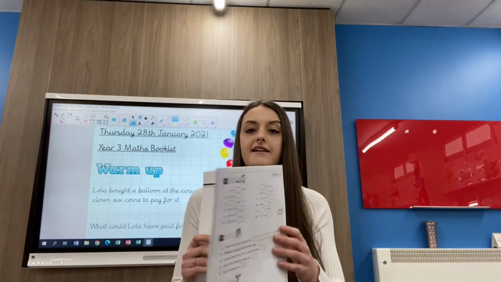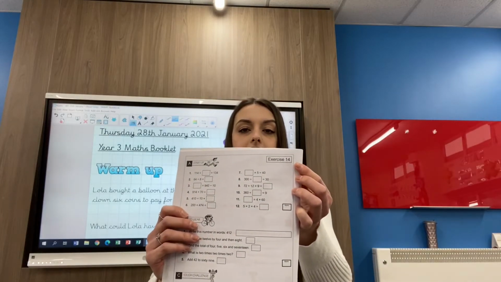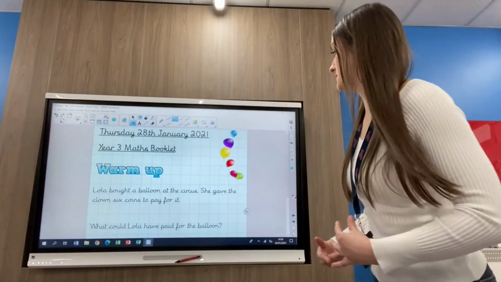Today we're going to be completing page 14 of our maths booklets, which has got exercise 14 at the top. But before we do that, we're going to warm ourselves up ready for our learning today, and we're going to have a look at our learning question to see what we're going to be doing.